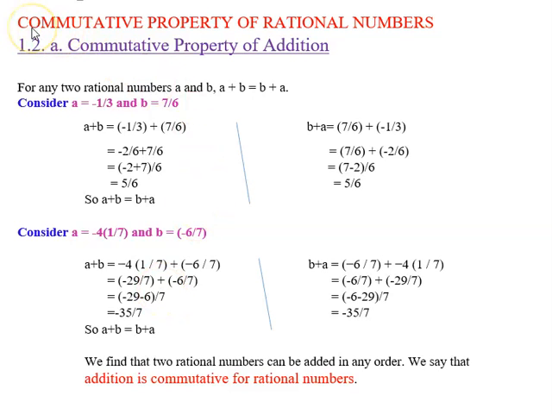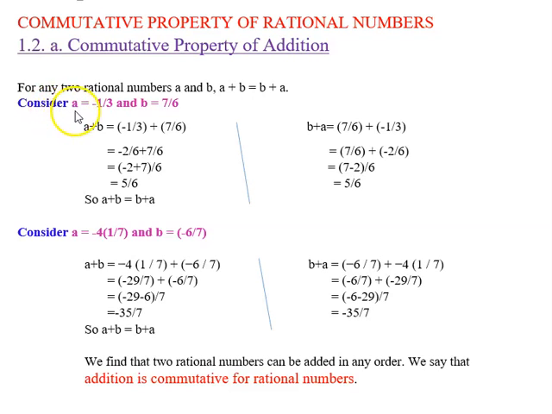In this video, we are going to see the commutative property of rational numbers. The first commutative property is the commutative property of addition. So, for any two rational numbers a and b, a plus b should be equal to b plus a. That is, if you add the two rational numbers in any order, the result should be the same. Let us see this with an example.